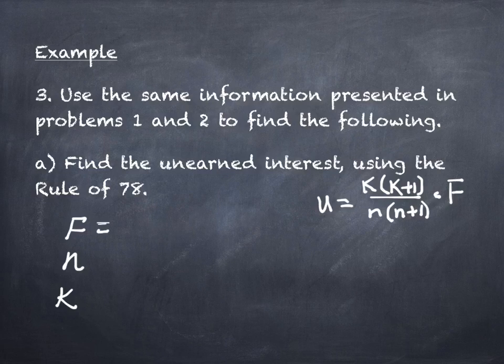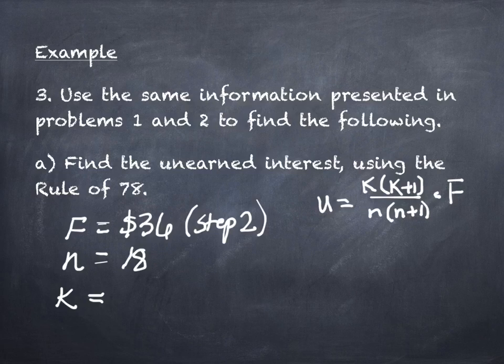Finance charge, we already found that. It was 36, step 2 in problem number 1. N is the number of payments we're planning to start with in this loan. How many payments were they committed to? 18. And K is the number of payments beyond the one we're currently on, which we did in the last part of the problem, which was 12. Wait, what was N again? N is the number of payments in the original loan, what it was originally planned for, and we had 18.